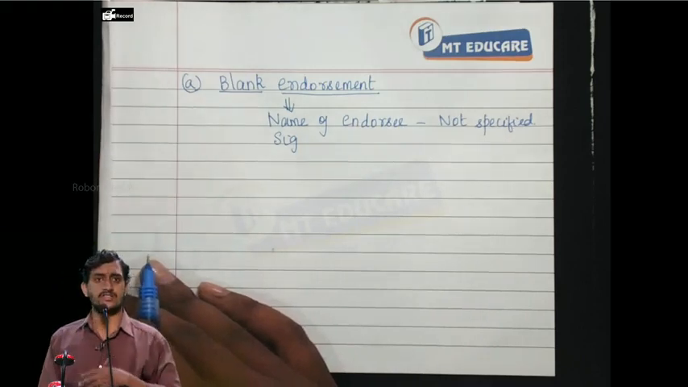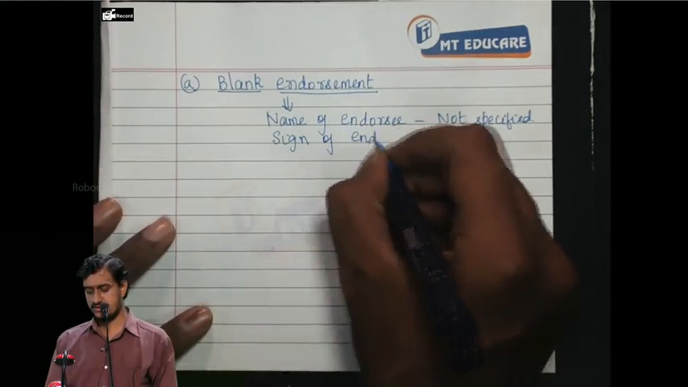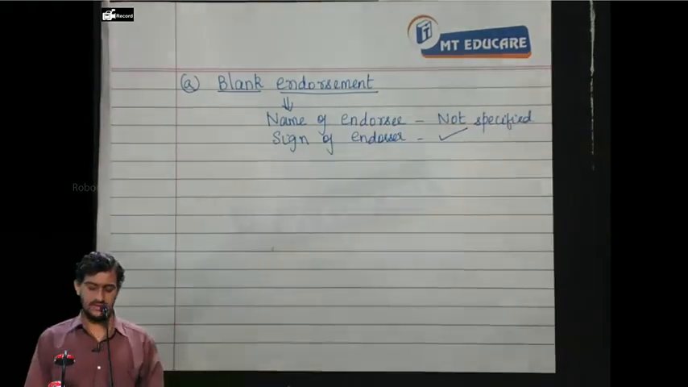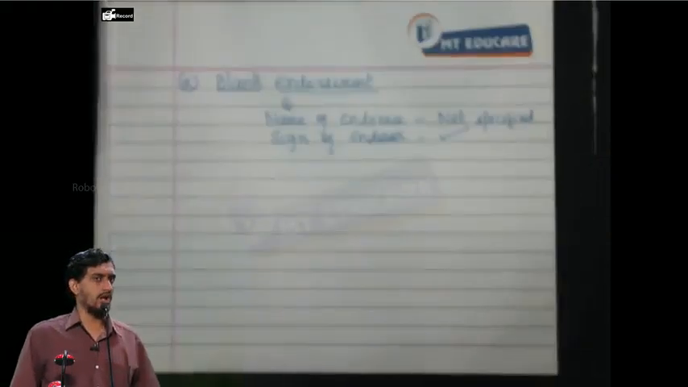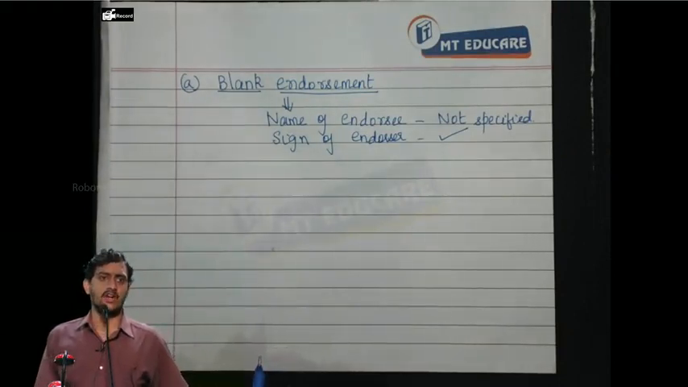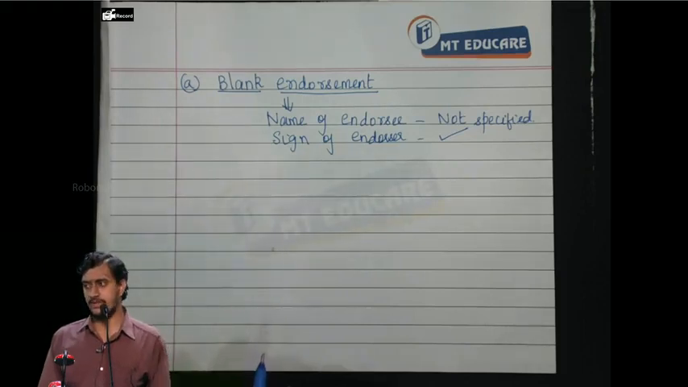Name of endorsee is not specified. Sign of the endorser is there. Signature of the endorser is there. Name of the endorsee is not specified. This is what we call a blank endorsement.